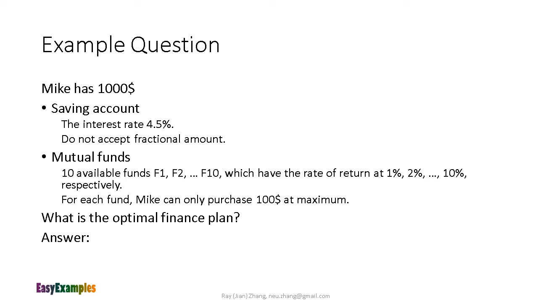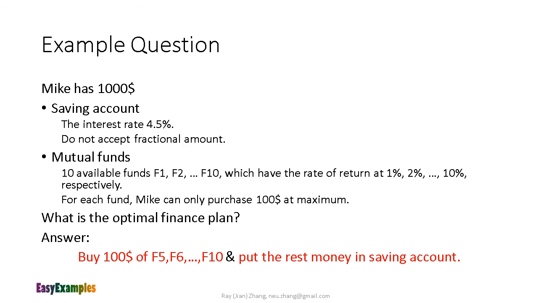The answer is obvious. He needs to buy $100 of F5, F6 to F10. That is the maximum amount because these funds have a higher rate of return than the saving account, and he should put the rest of the money into the saving account. In this video, I'm gonna use Benders' decomposition to solve this optimization problem and find the same answer.